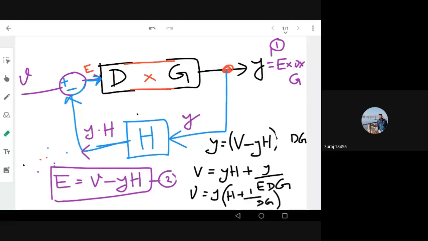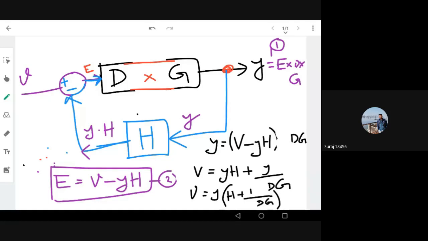So will it solve it? It will become equal to V upon 1 upon H plus 1 upon DG. V equal to Y into H plus 1 upon DG. So this is like this.